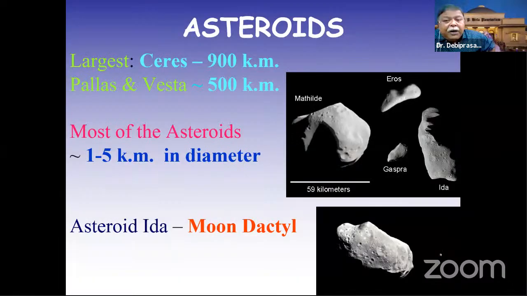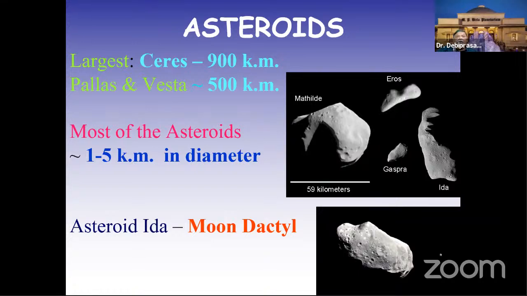Asteroids, very important objects, though they are small. The largest was discovered in 1801, 900 kilometers in diameter, by Giuseppe Piazzi, an Italian astronomer. They thought a new planet had been discovered. But within a couple of years, three more, Pallas, Vesta, and Juno, each around 500 kilometers, were discovered between the orbit of Mars and Jupiter. They knew a new class of objects had been discovered.